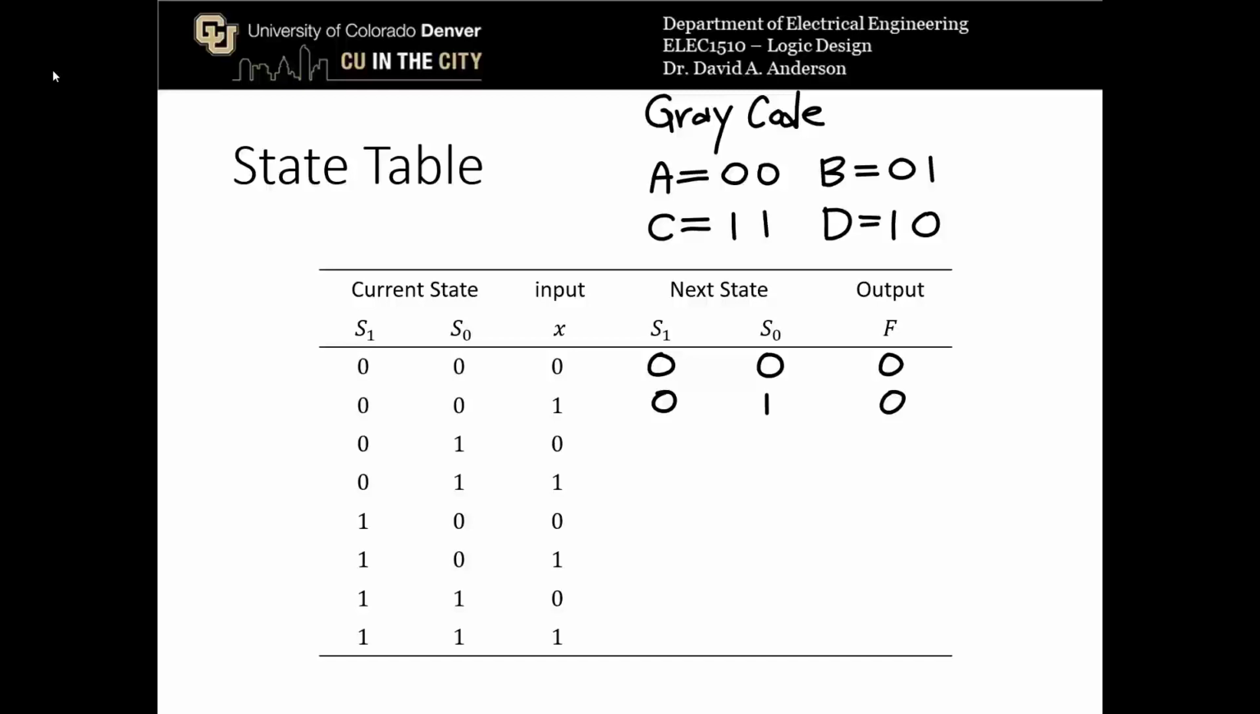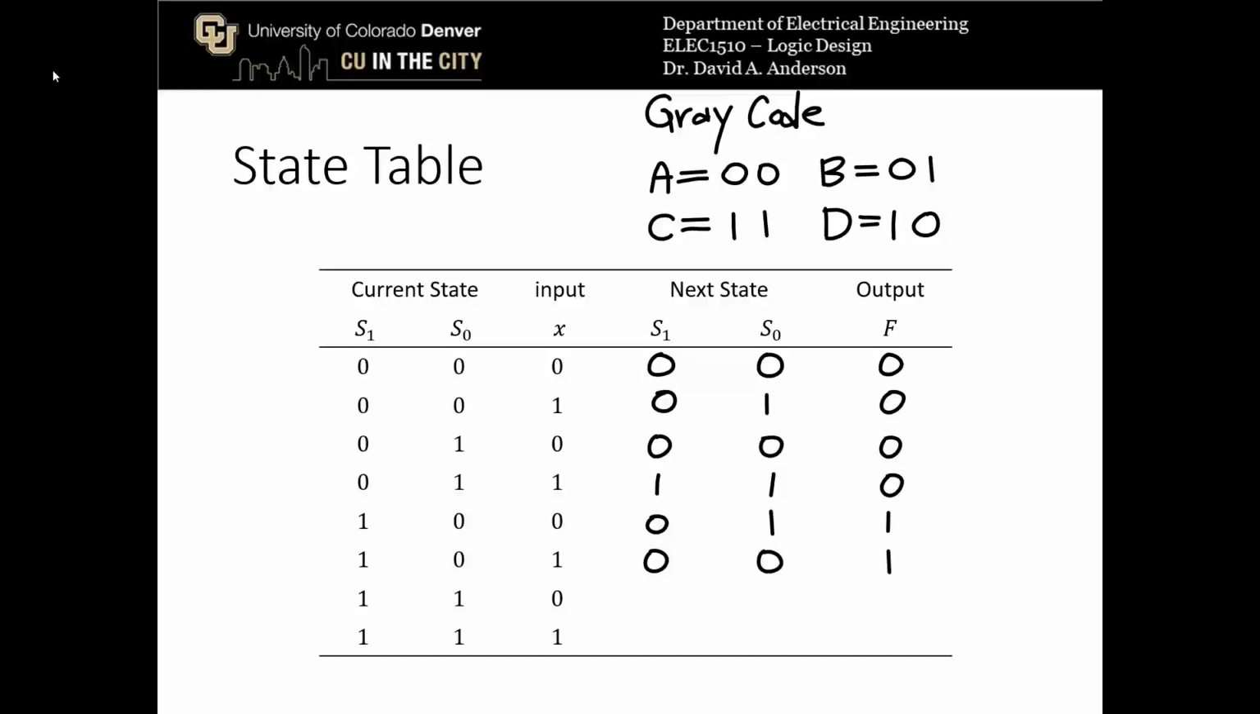For the next 2 rows of the state table, S1 and S0 being 0, 1, that's state B. The next states for X being 0 and 1 respectively are 0, 0, that's A, and 1, 1, that's C. So now the next 2 rows are actually corresponding to state D because the state variables are 1 and 0 respectively, that's state D. So for state D, when the input is a 0, we move to state B and we output a 1. When the input is a 1, we move to state A and output a 1.